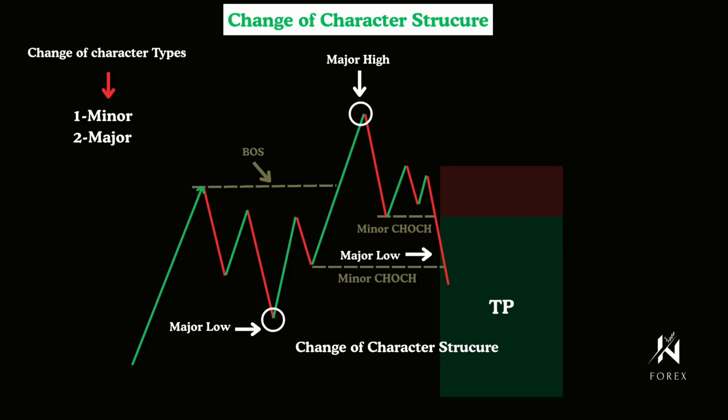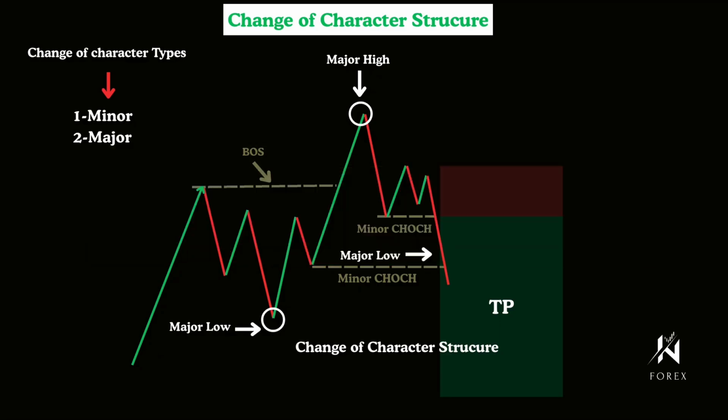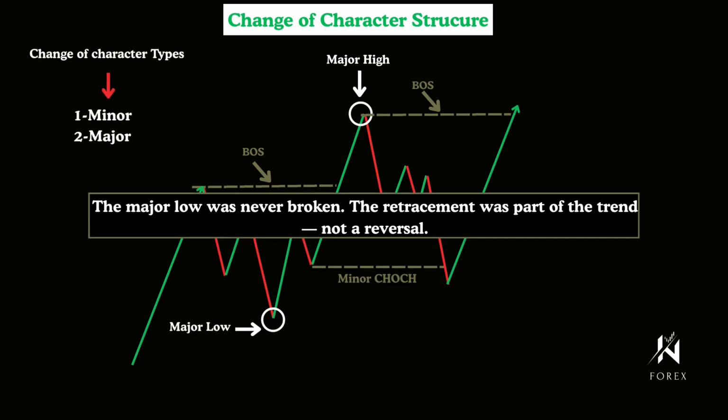For example, price may break an internal low, prompting some traders to assume the uptrend has ended. They go short and place their stop loss just above the internal high. But often, the market simply makes a small retracement, then resumes its bullish trend, stopping them out. The reason? The major low was never broken. The retracement was part of the trend, not a reversal.